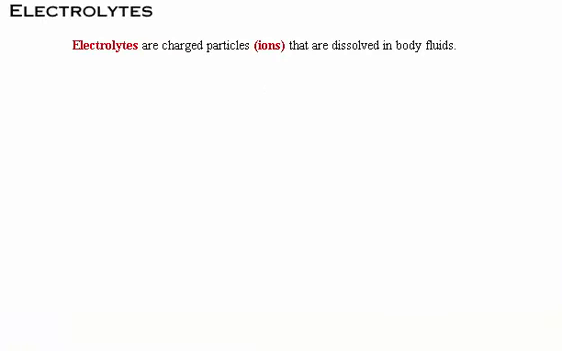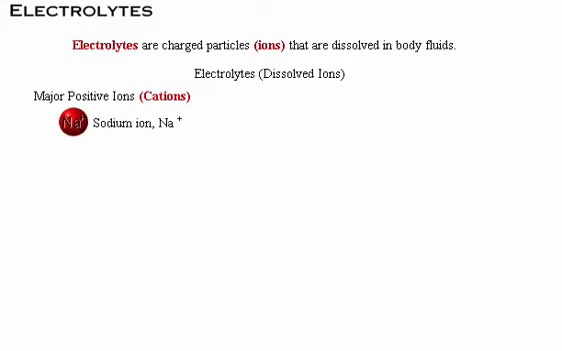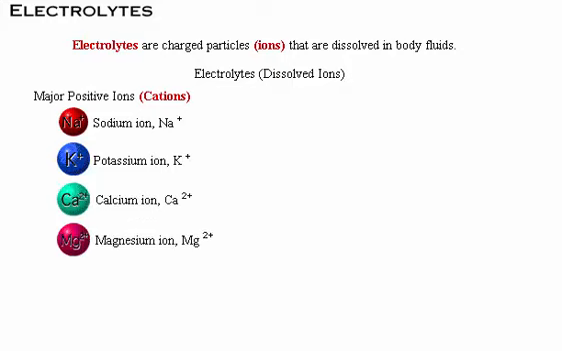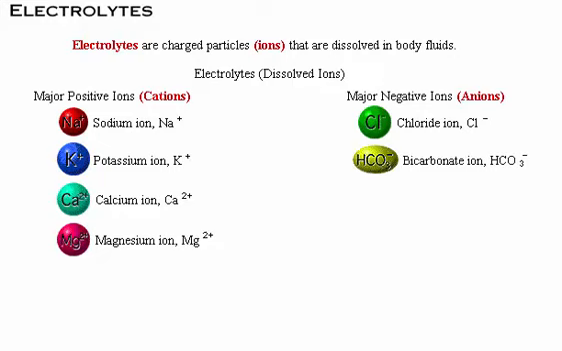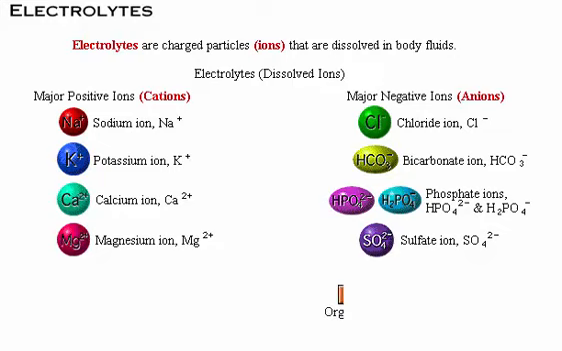Electrolytes are charged particles or ions that are dissolved in body fluids. The major positive ions or cations in body fluids are sodium ion, potassium ion, calcium ion, and magnesium ion. The major negative ions or anions in body fluids are chloride ion, bicarbonate ion, phosphate ions, sulfate ion, anions of organic acids such as lactate, and proteins.